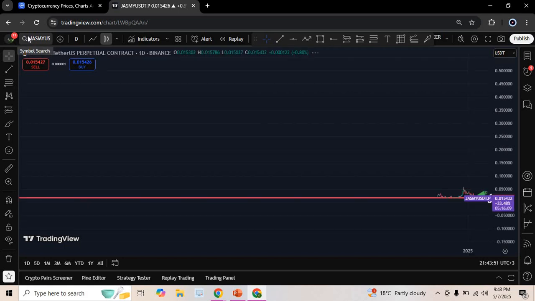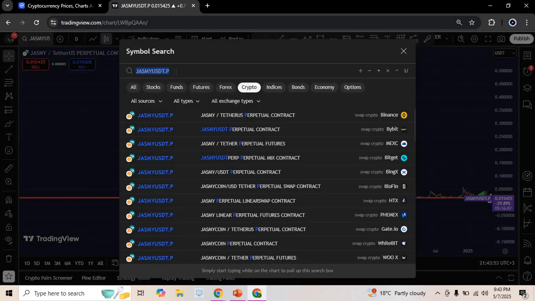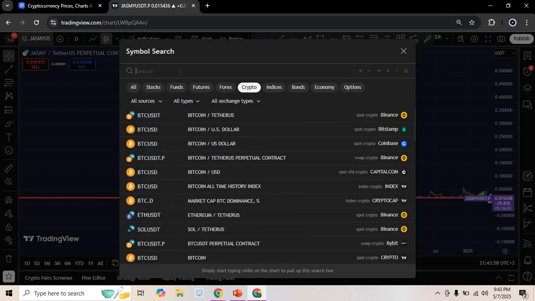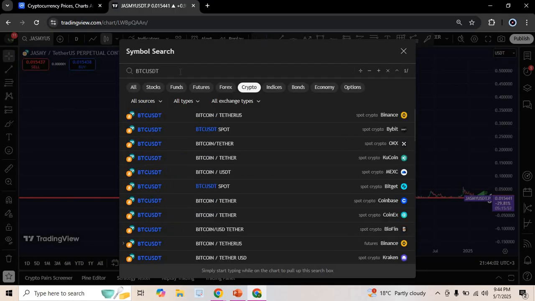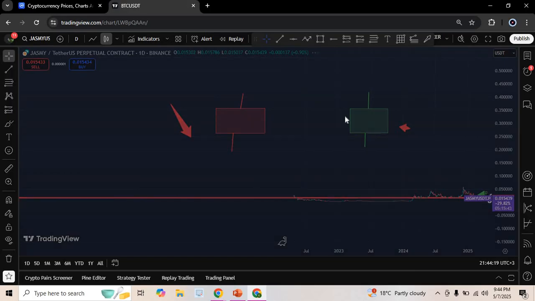If that doesn't work, what you do, click here and choose your crypto pairs. For example, I can say BTC USDT, like that. Which exchange am I trading on? On Binance. Am I trading on BitGet, OKX, KuCoin, MEXC, all that? Depending on which exchange you're trading on, you choose that one. So in this case, we can say we are using Binance, and just click right there. And the chart that will appear will be that of the Binance USDT.